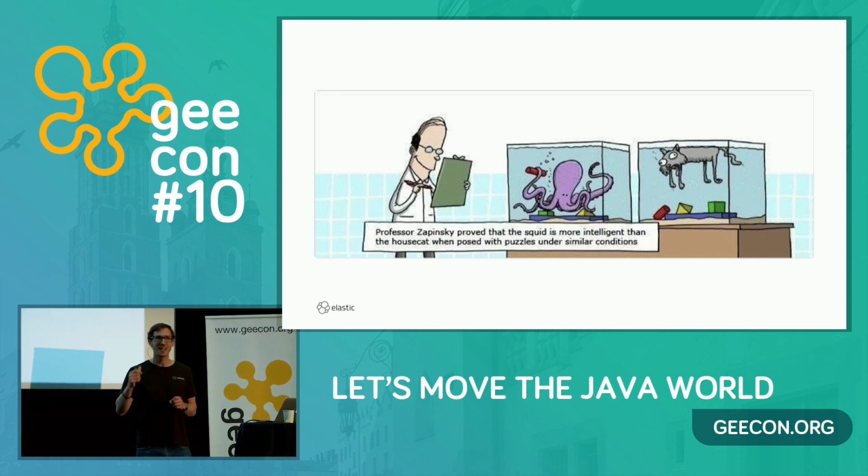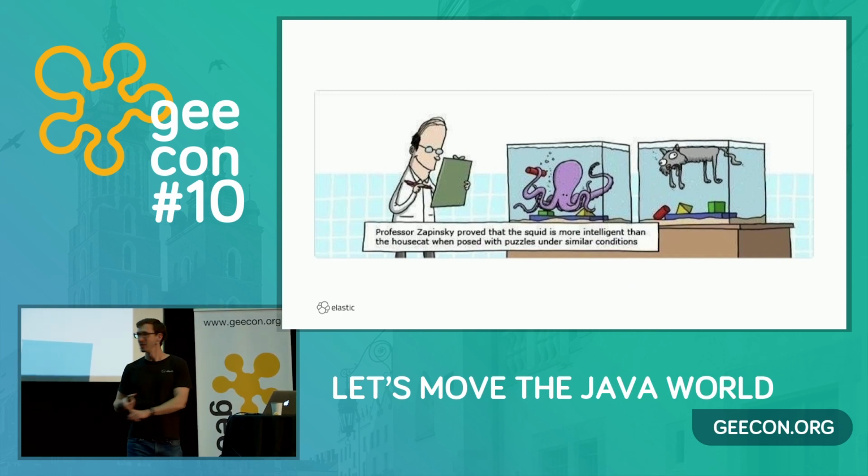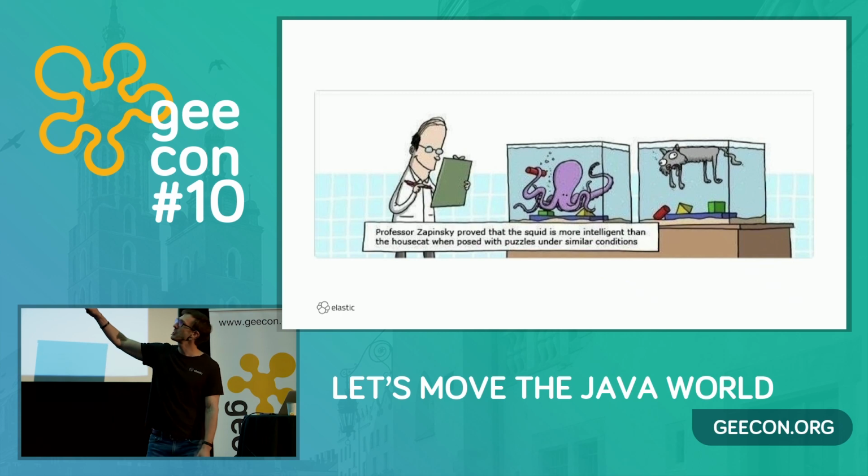Because it really depends what you are doing and under what conditions. And yeah, here under these conditions, the squid might be more intelligent because you drowned the house cat, but that doesn't make it much more intelligent in general. But this is what you get in every benchmark.